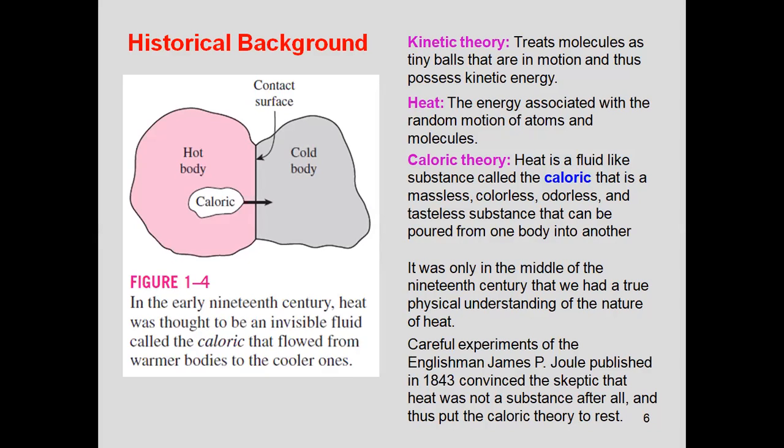Then heat: the energy associated with the random motion of atoms and molecules is known as heat. We have already studied this in the previous slides. Now let's take some introduction, the historical background of the caloric theory. Before moving towards the explanation of caloric theory, we need to look at figures 1 to 4. In the early 19th century, heat was thought to be an invisible fluid, called the caloric, that flowed from warmer bodies to cooler ones.